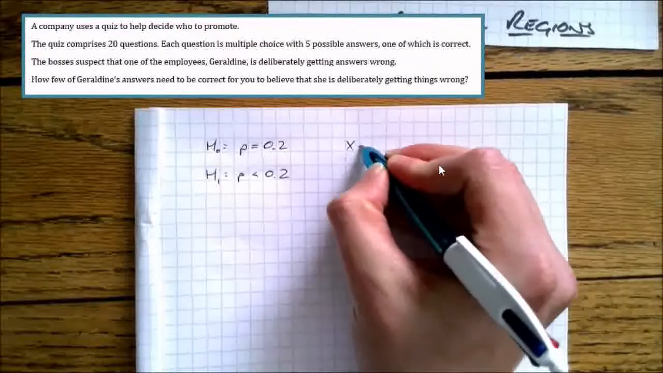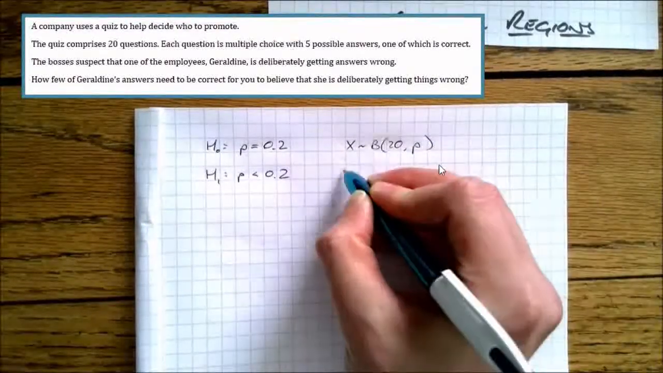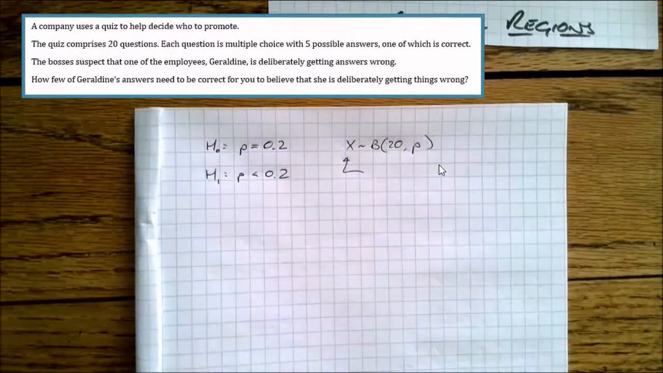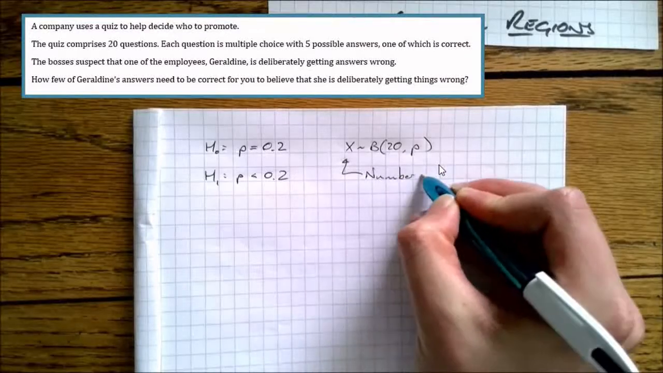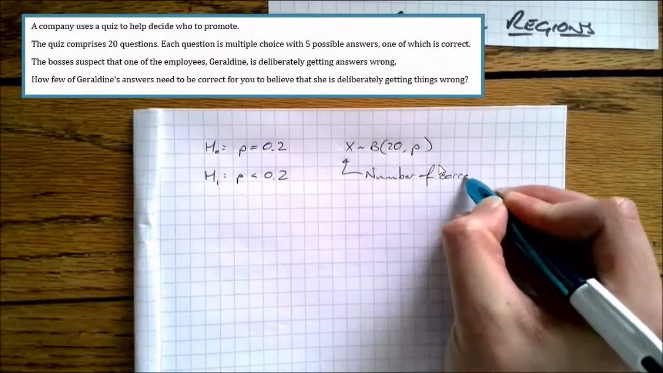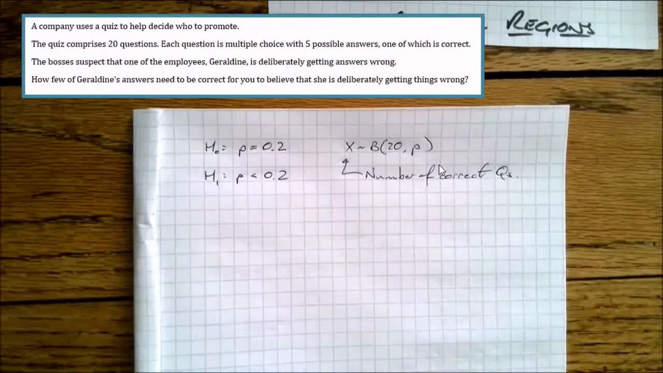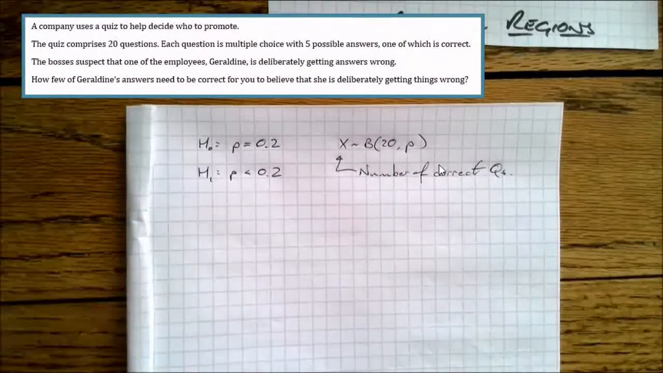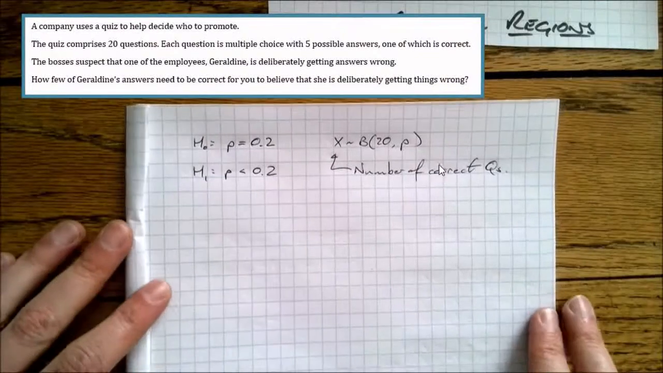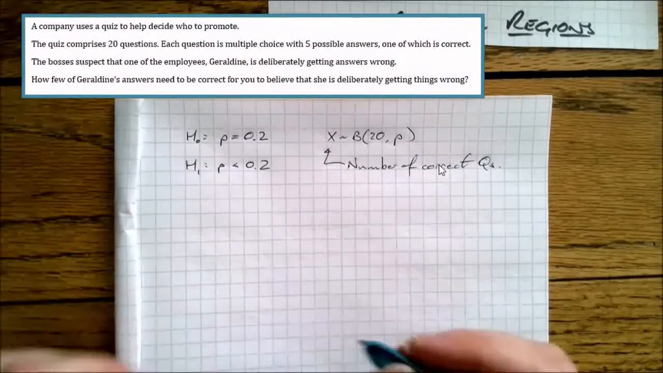What's the random variable that we're using here? It's binomial again. In this case, n is 20, probability p, and x is, let's put some words to this, the number of correct questions. Note how it looks exactly the same, well, almost exactly the same. The layout is exactly the same as the previous question, and I've got at least 1 mark already in the exam.